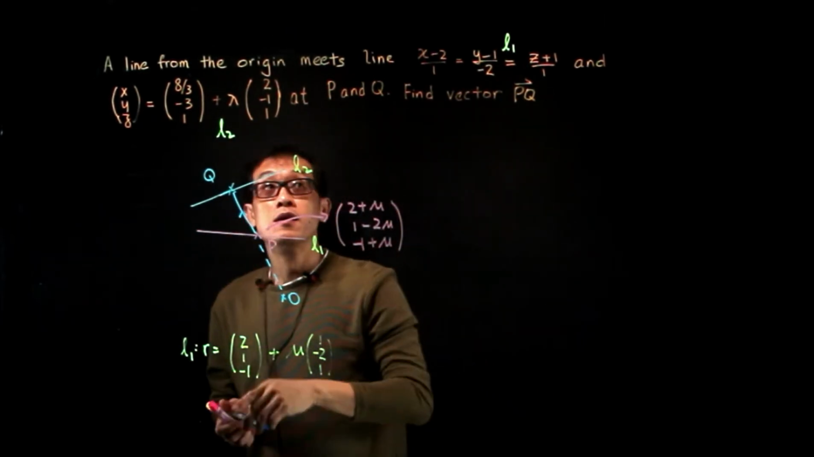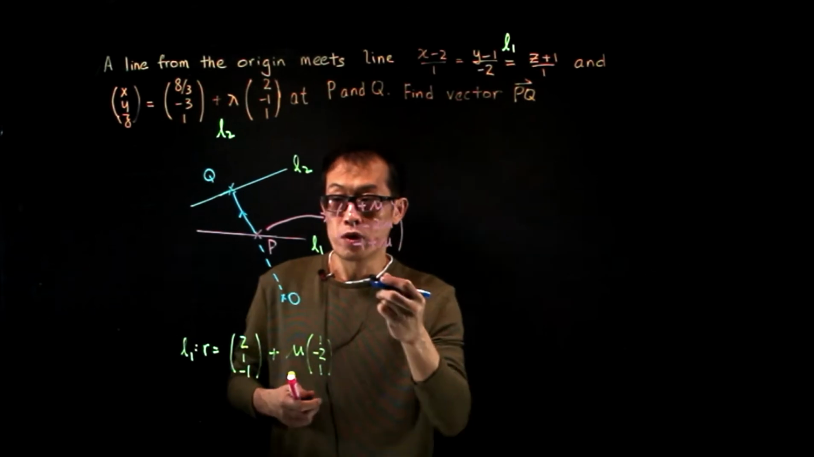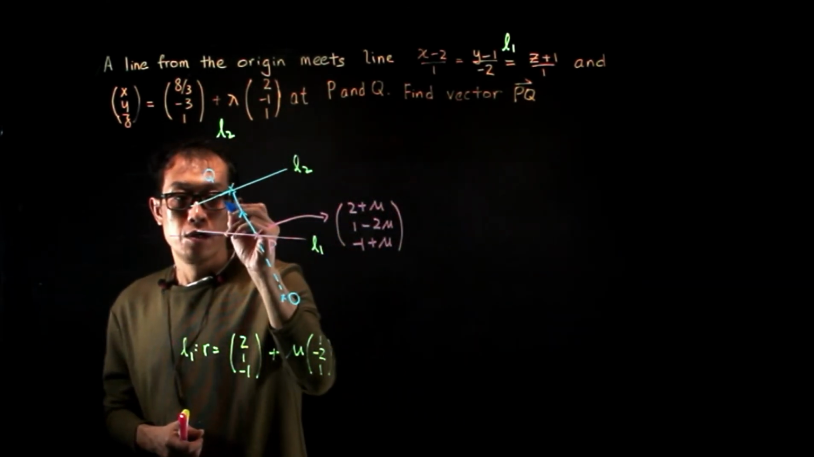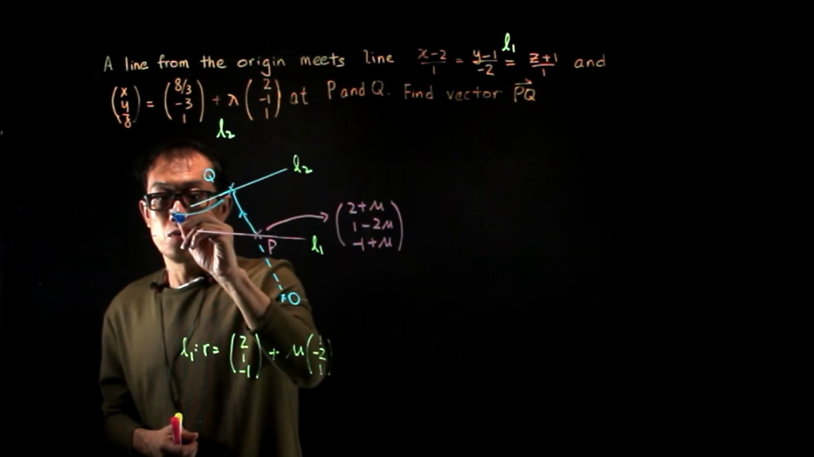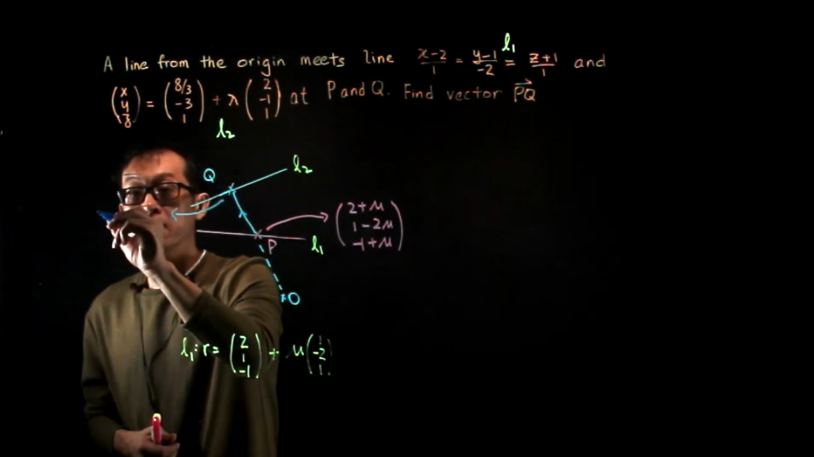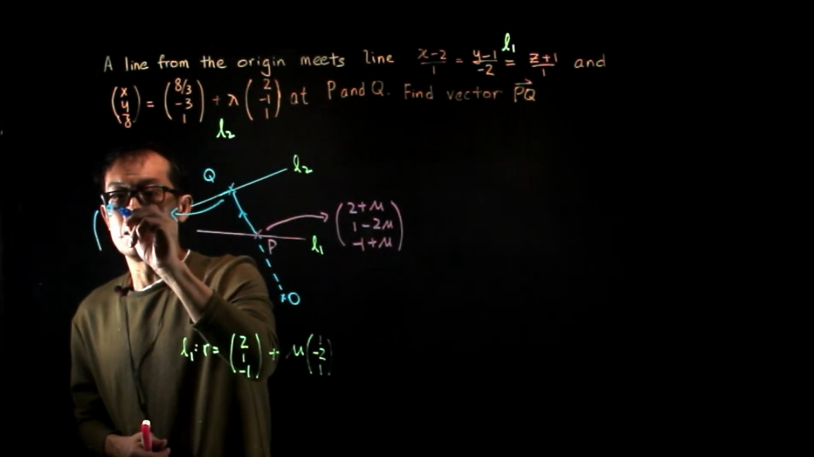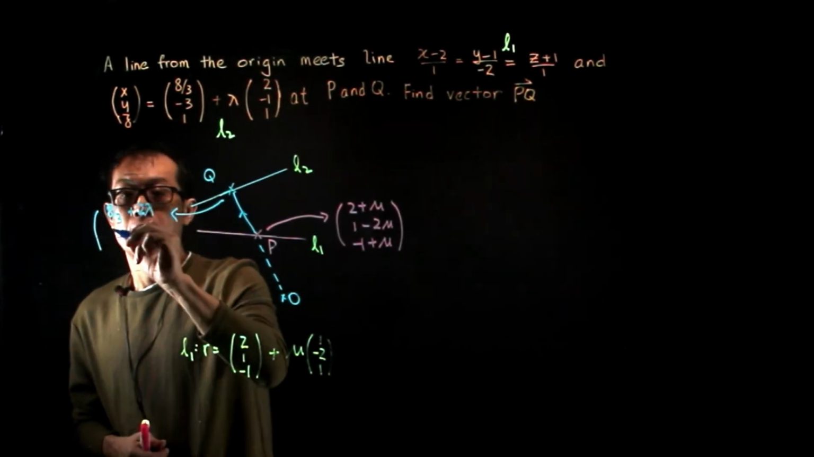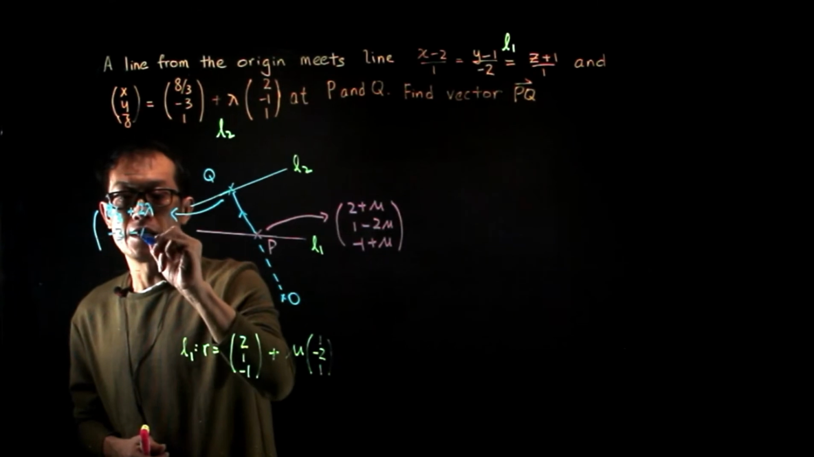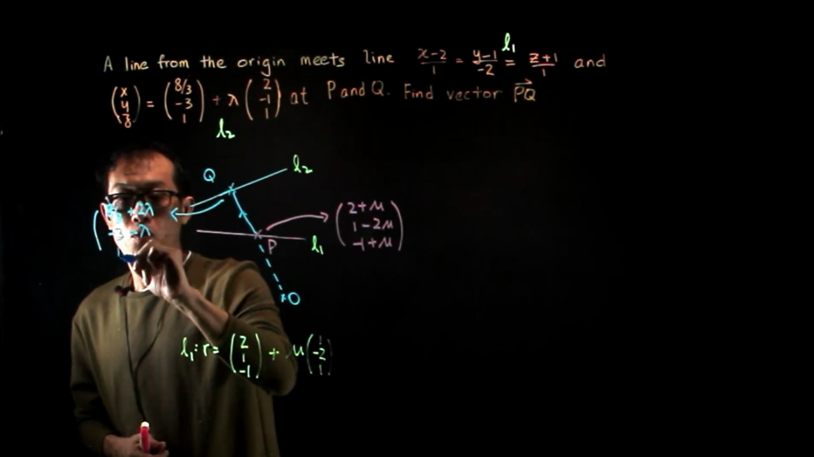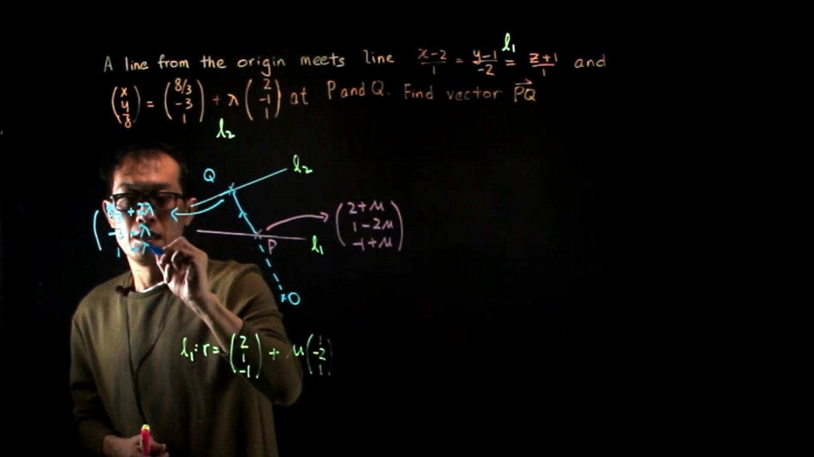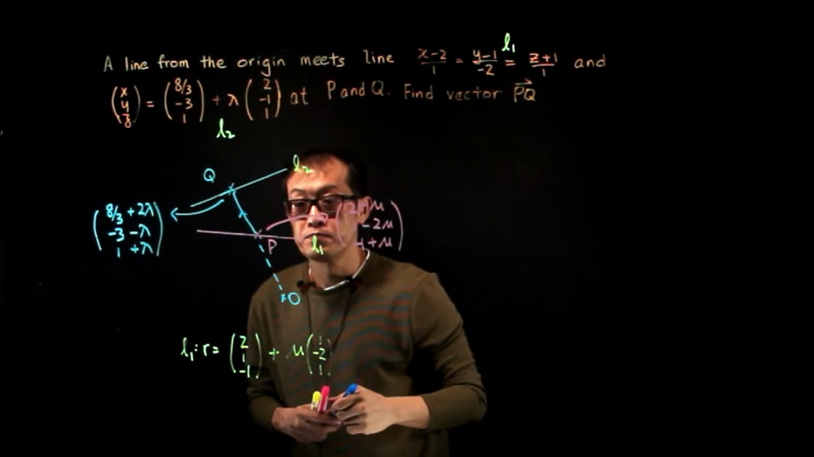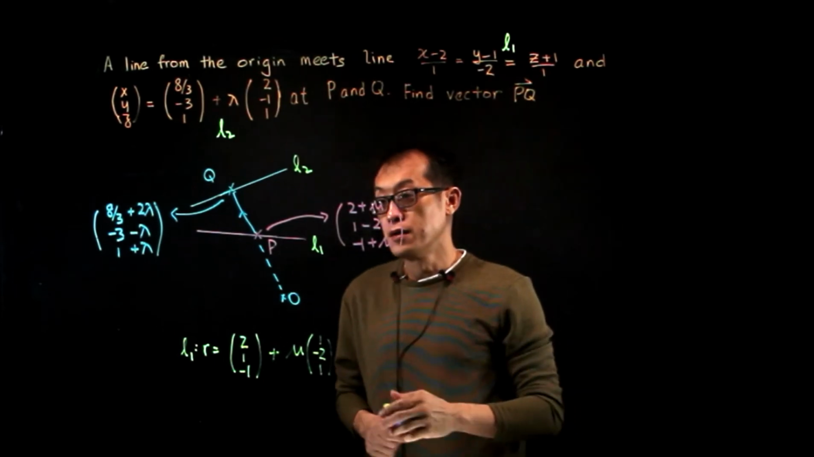Likewise, Q, what is the coordinates of Q? And since Q is on L2, so this can be written as (8 over 3 plus 2 lambda, minus 3 minus lambda, 1 plus lambda). Okay? Now what's next?